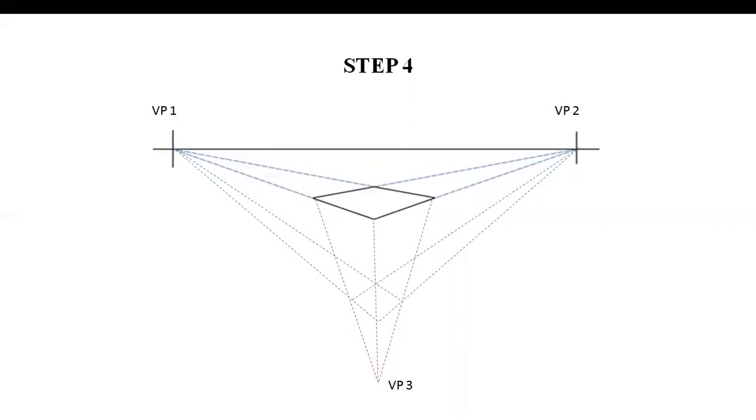Step 4. Draw the lower surface of the geometrical form. The corners of the surface are defined by the vanishing lines of the vanishing points VP1, VP2, and VP3. The height can be determined freely and connected to the construction lines within the triangles towards VP3 to form the structure.